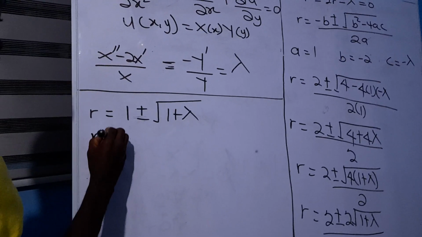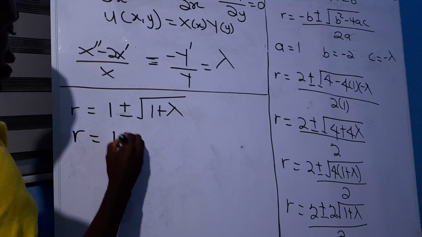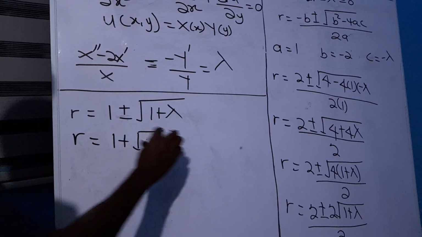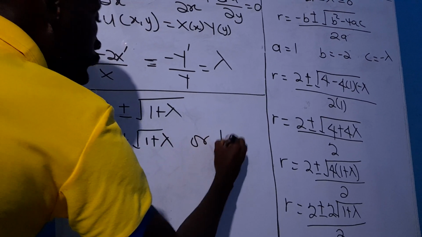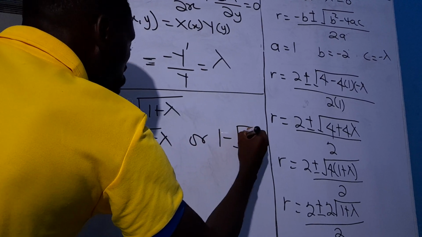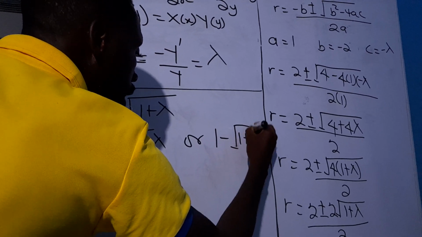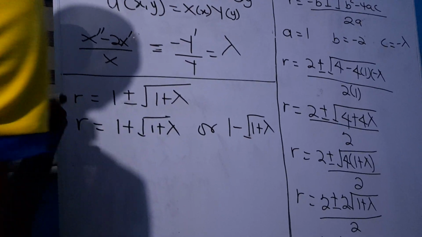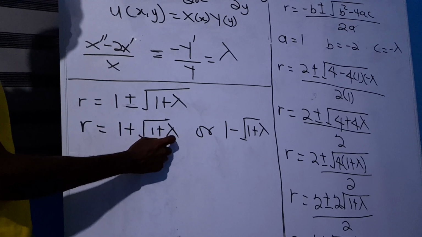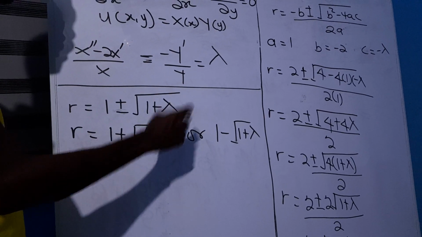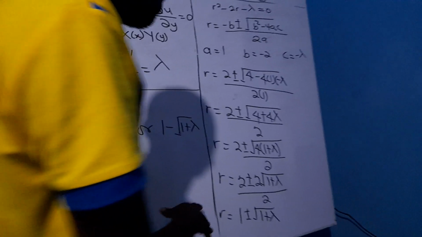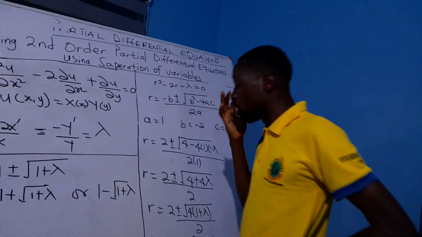So our r can be equal to 1 plus the square root of 1 plus lambda, or 1 minus the square root of 1 plus lambda. So we have two distinct roots. However, the value of lambda will determine the nature of the roots that we'll get here. The value of lambda will determine the nature of the roots.